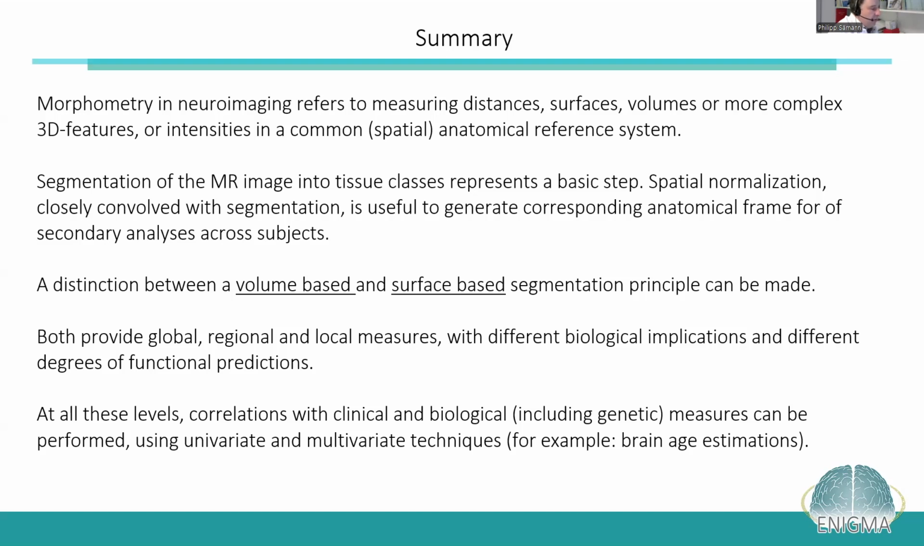And both of these provide global, regional, and local measures with different biological implications and, of course, different degrees of functional predictions. What I haven't explained in detail, but it's kind of intrinsically clear, is that at all these levels, you can then perform correlations with clinical or biological, including genetic information. And of course, all these measures can be used either in univariate or in multivariate analysis.